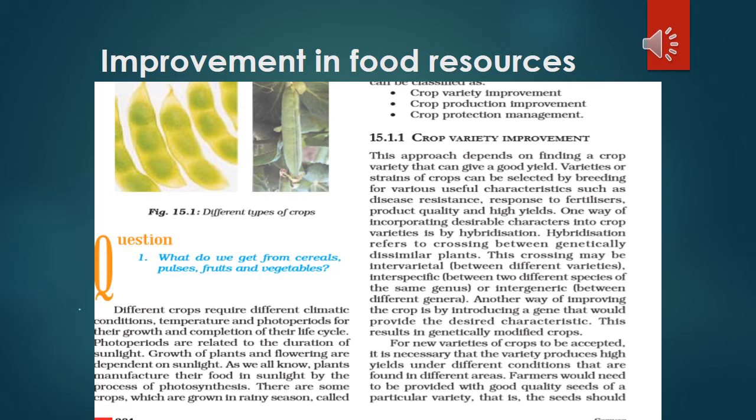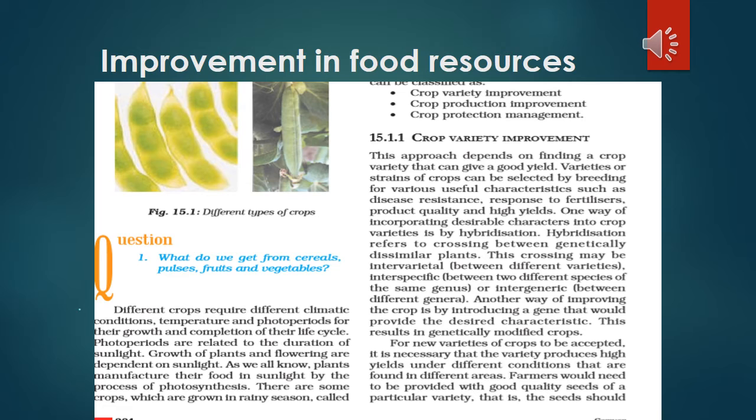Now let's discuss how we can improve the crop variety. This approach depends on finding a crop variety that can give a good yield. Varieties or strains of crops can be selected by breeding for various useful characteristics such as disease resistance, response to fertilizers, product quality, and high yields.